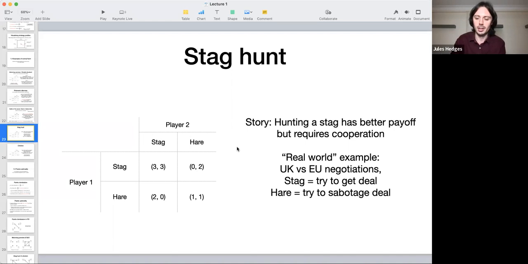So this kind of thing. So here is an example of this. When I first taught game theory, the negotiations between the UK and the EU27 were still going on, and I wrote that this was a kind of simple model of the domestic politics of the negotiation, where hunting stag is to try to get the deal. So it kind of works if it's the best possible outcome for everyone, if everybody commits to it, and then hare is to try to sabotage the deal. Anyway.